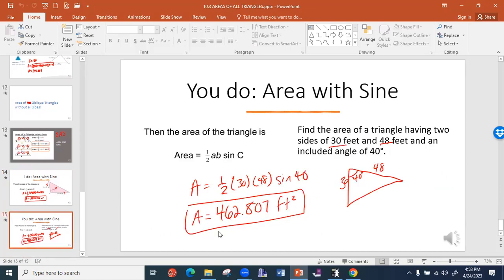Then you did it on your own: you drew your own triangle, used your measurements, plugged in, and found the area. So that's the quick sum of 10.3.